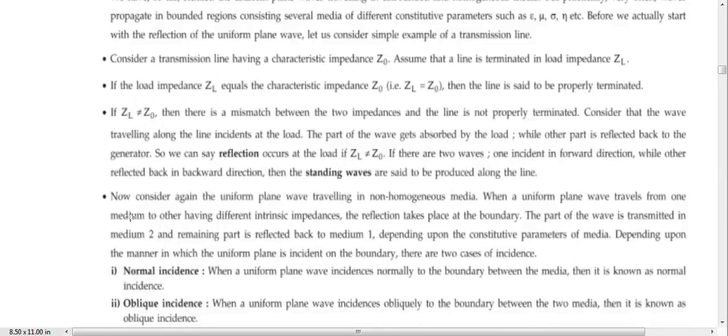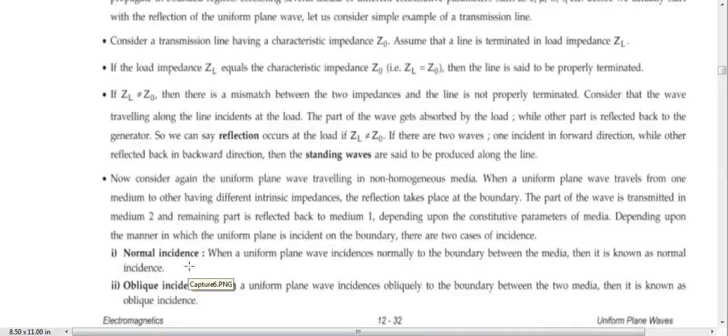Now consider again the uniform plane wave traveling in a non-homogeneous medium. When a uniform plane wave travels from one medium to another medium having different intrinsic impedances, reflection takes place at the boundary. Part of the wave is transmitted in medium 2 and the remaining part is reflected in medium 1, depending upon the constitutive parameters of the medium. Depending upon the manner in which the uniform plane wave is incident at the boundary, there are two cases.